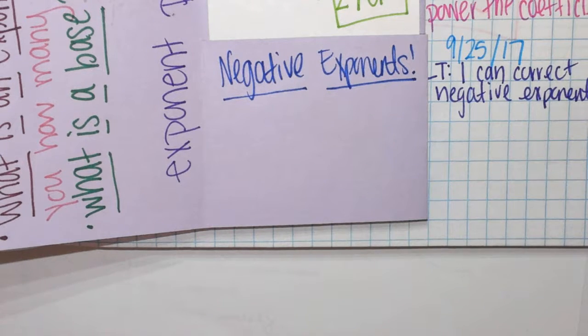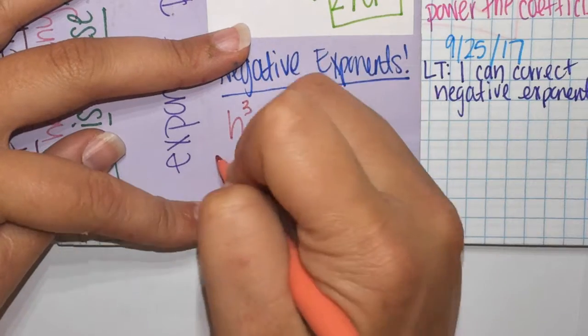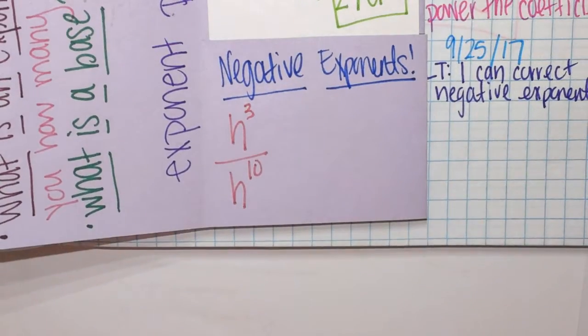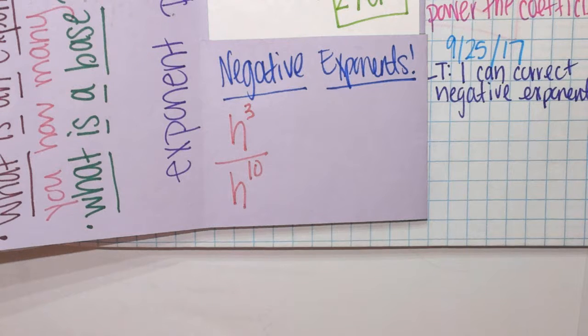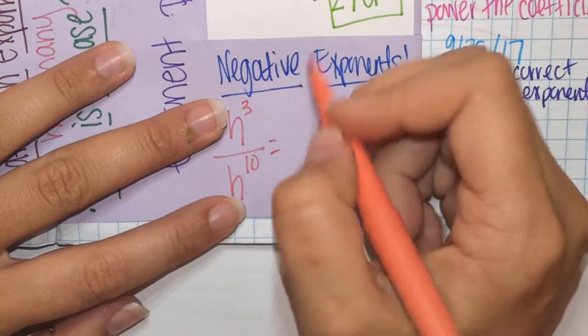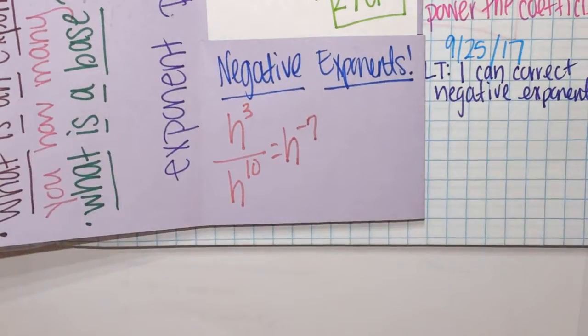So this is the type of problem that it'll look like if you... let me just show you. All right, if I have h cubed divided by h to the 10th. Now, normally, what do we do with those exponents? We subtract them. I need you to tell me the operation. Because it's division, so we subtract. Good. Both of these teams take a point. So what is 3 minus 10? Negative 7.